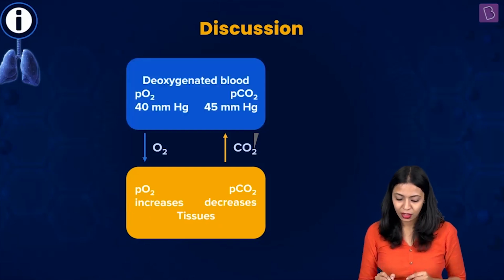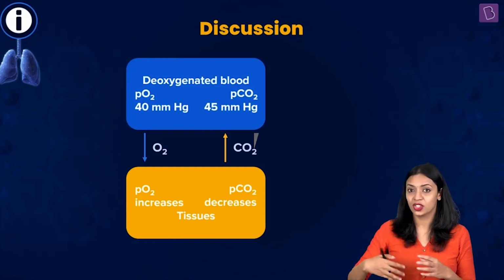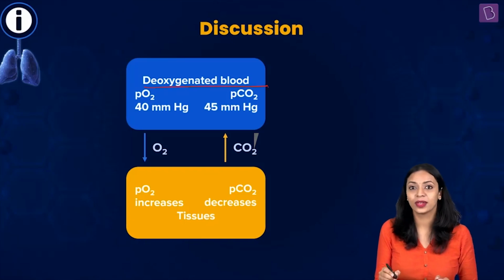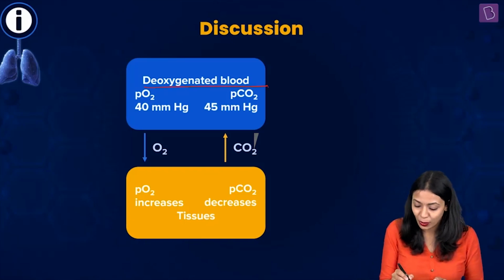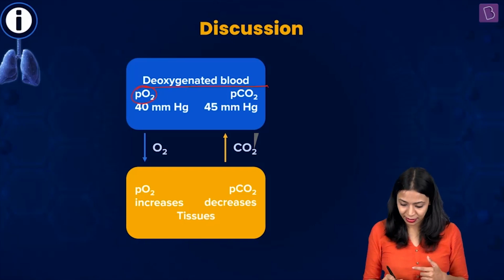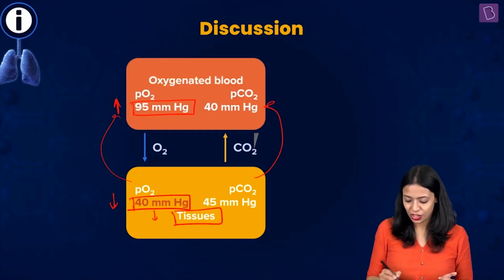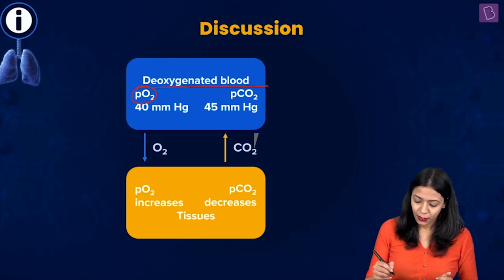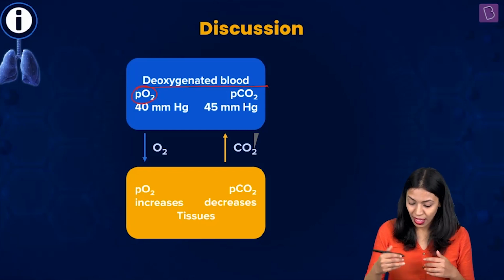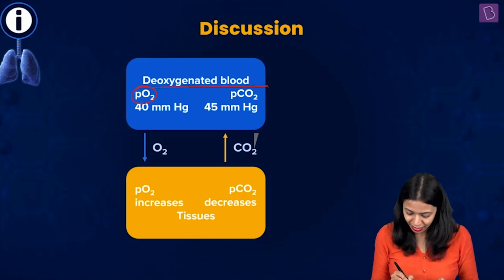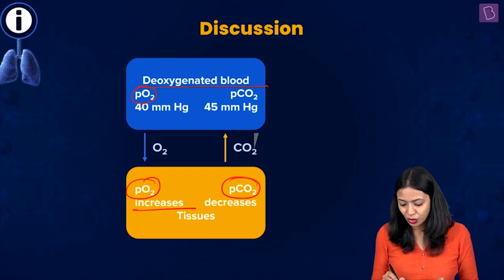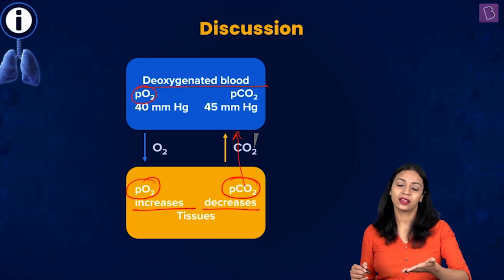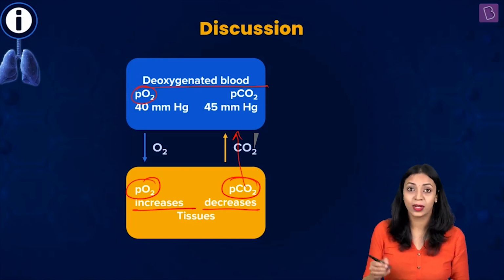After oxygen is delivered to the tissues, the concentration of oxygen in the blood will decrease. At the tissues, blood will deliver oxygen to the tissues and in turn pick up carbon dioxide, due to which again blood will become deoxygenated. As oxygen is picked up by the tissues from blood, its partial pressure will increase. Partial pressure of carbon dioxide will decrease in the tissues, because it is giving out carbon dioxide into the blood, and that's what makes blood deoxygenated.